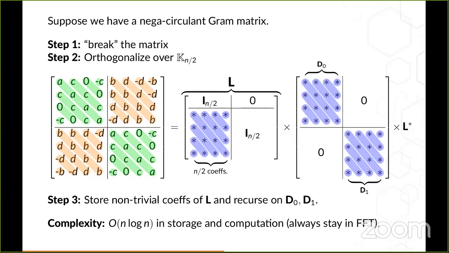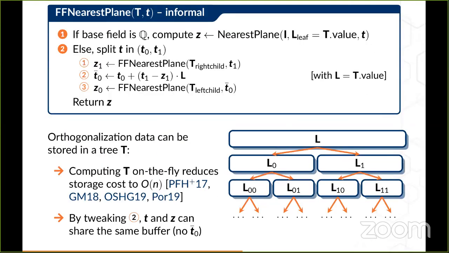So now, how do we use that in a fast Fourier Universe plane algorithm?